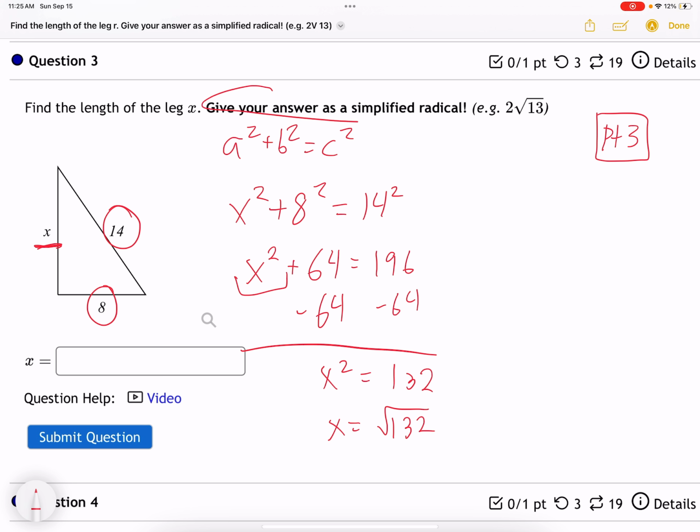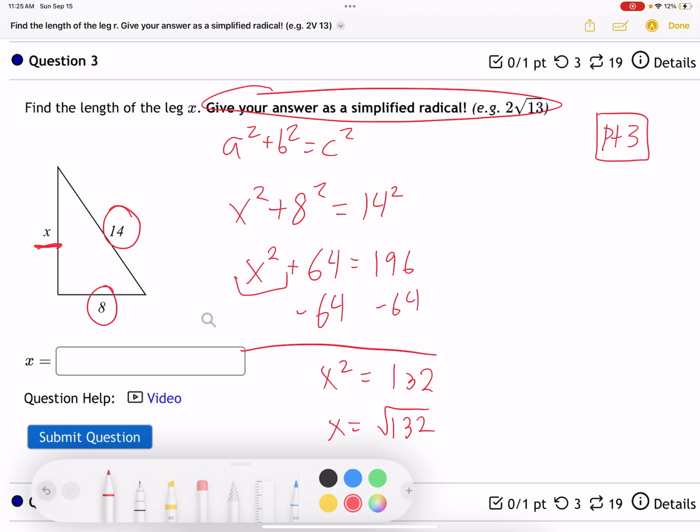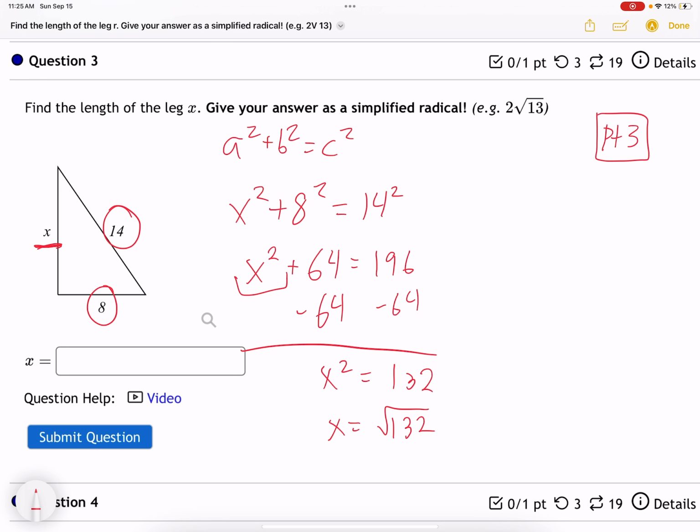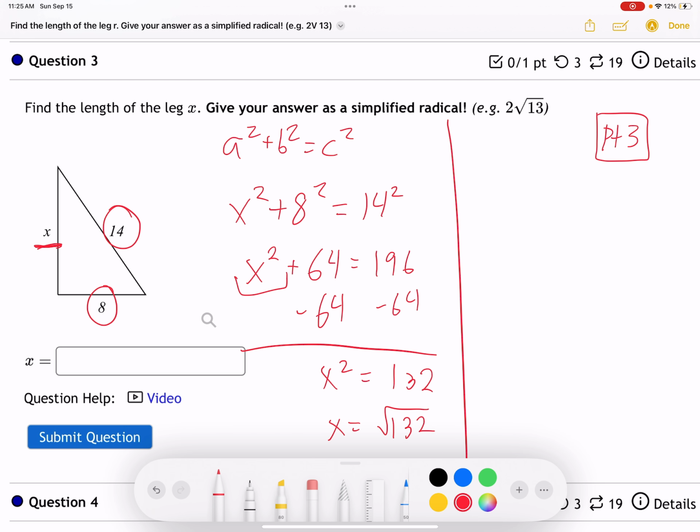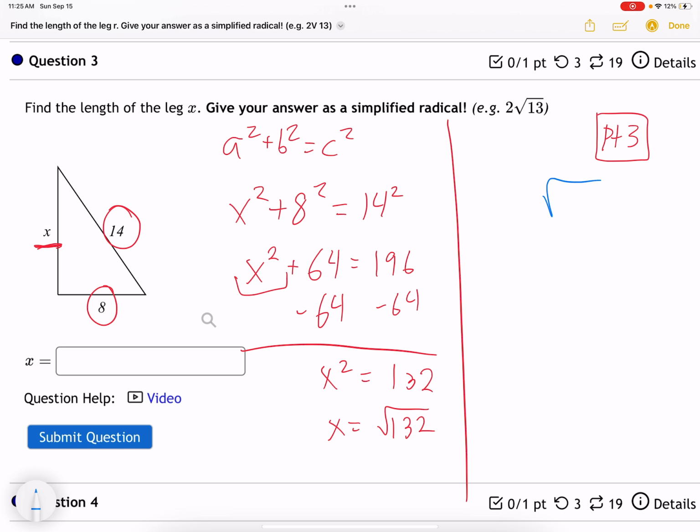They ask us to give our answer as a simplified radical. Simplified radical, well, that means I just have to do my simplification steps for square root 132. We'll see if anything comes out. 132, is it divisible by 4? Let's find out. Yes. So it can split into root 4 and root 33.